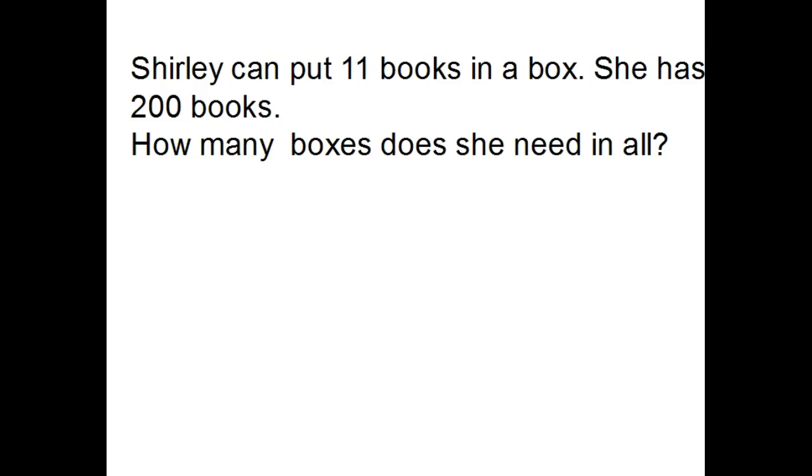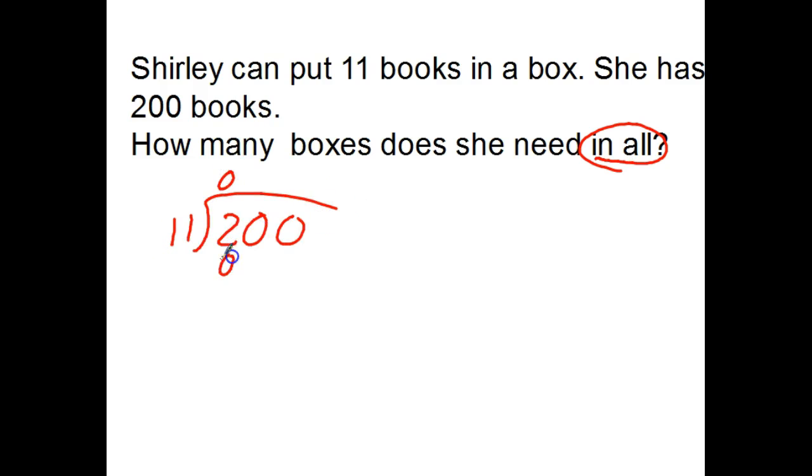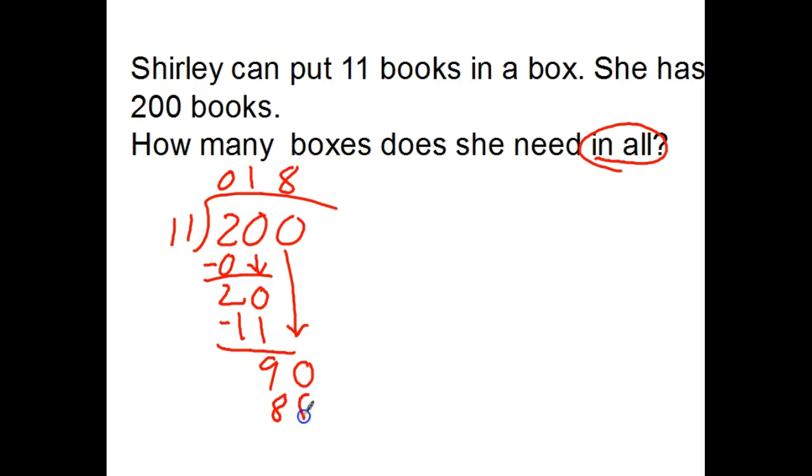Shirley can put 11 books in her boxes. She has 200 books. How many boxes does she need in all? That's kind of interesting because in all usually means we're adding stuff, but not in this particular case. So 200 divided by 11. No 11s in 2. 1 11 and 20. When I subtract, I got a 9. Bring down my 0. 11, 22, 33, 44, 55, 66, 77, 88. 8 of them. So I've got 18 remainder 2.